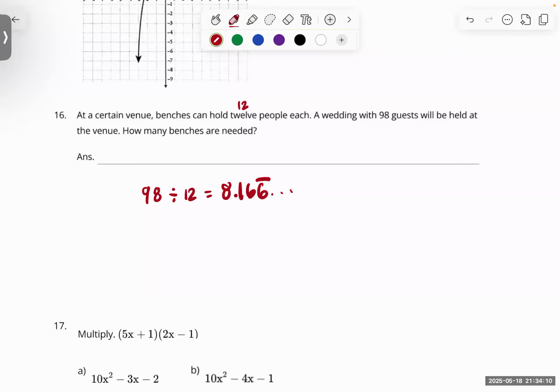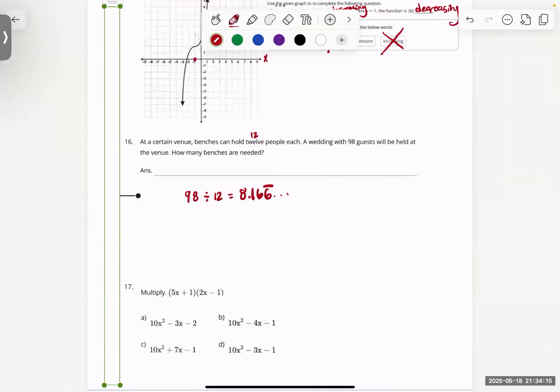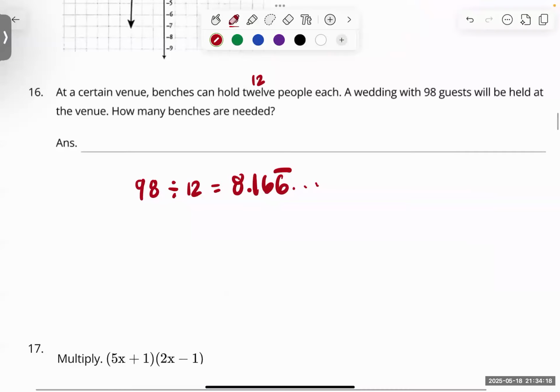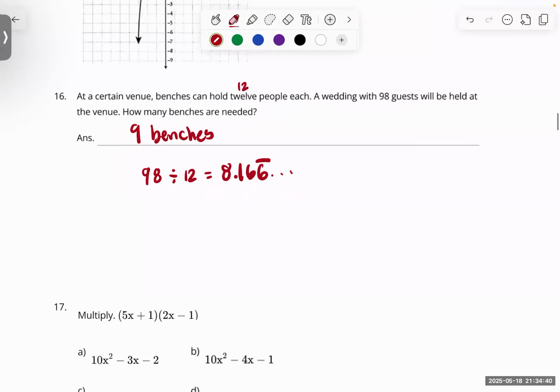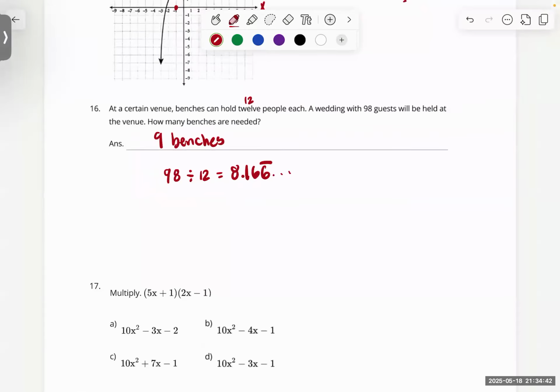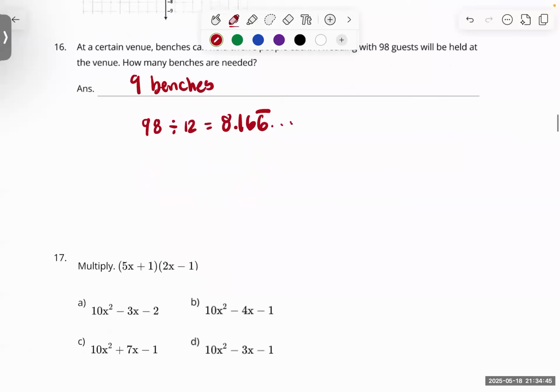So if you say the answer is 8, that's incorrect because we actually need more than that, because if we just have 8, well, what about the rest of the people? What about the rest of the people that need a seat? So we need to round it up to 9. We need 9 benches for 98 guests. Again, with these types of situations, you need to use your common sense. You need to round up clearly. Okay.